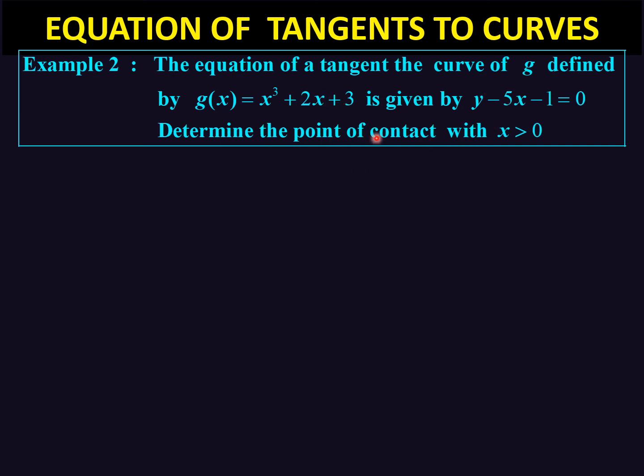Determine the point of contact. What do we mean by that? That's correct. Find the x and the y. What does this mean? x greater than 0 means the x coordinate is positive. So let's see. We don't have the x. We don't have the y.